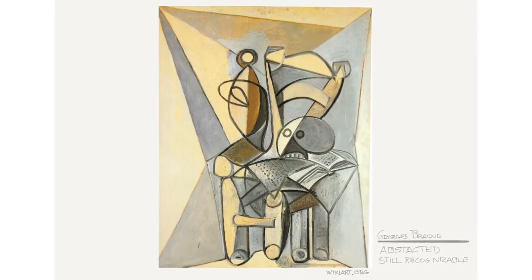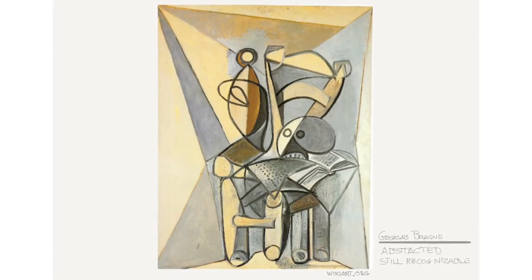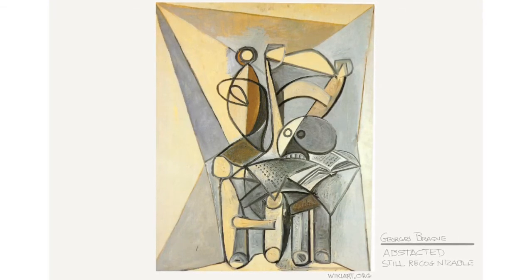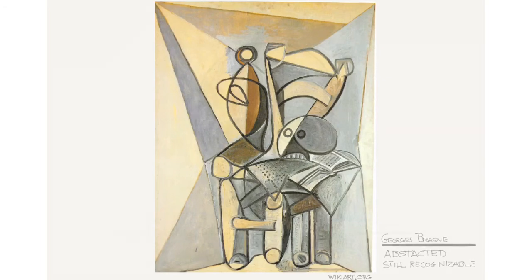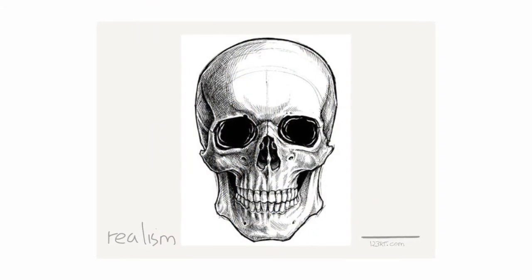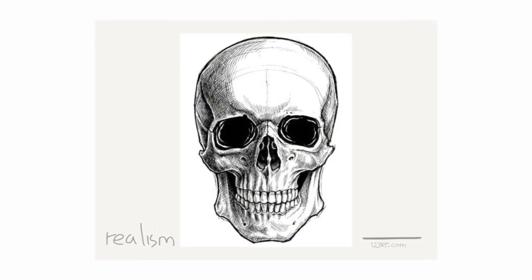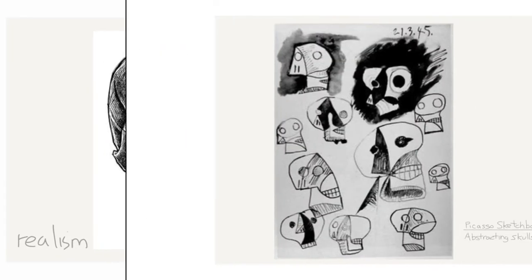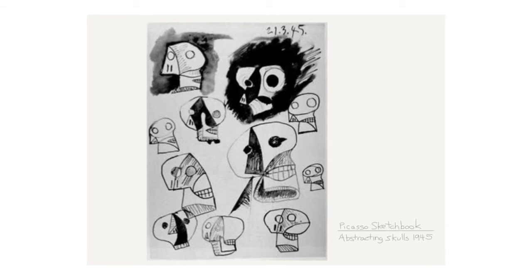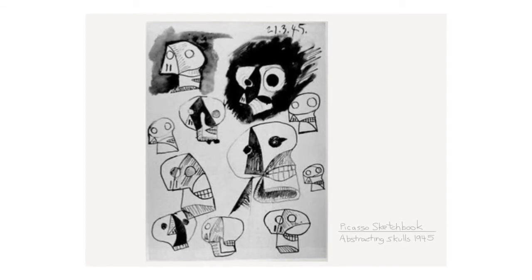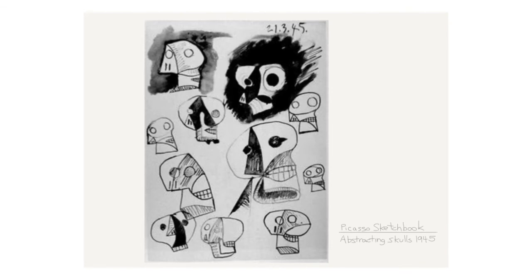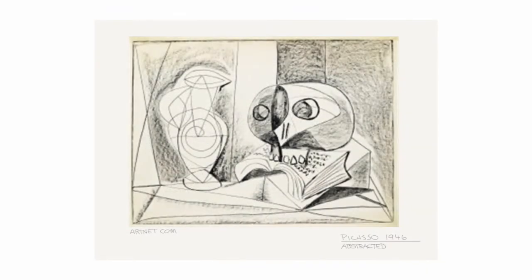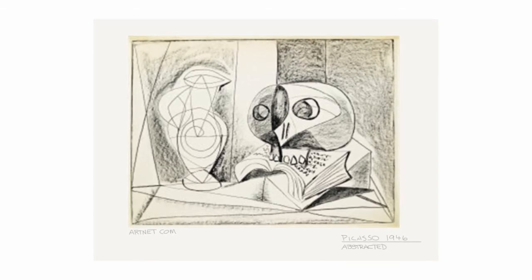Now let's move toward abstraction. What is abstract art? Abstraction is a continuum from realism to completely non-objective. Here we have a fairly realistic rendering of a human skull looking right at us. Let's look at how Picasso in his sketchbook abstracted the shapes of the skull. He was experimenting in a lot of different ways. And he included the skull in many of his works.